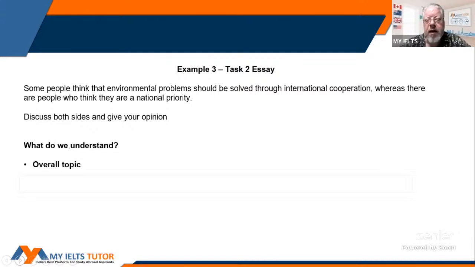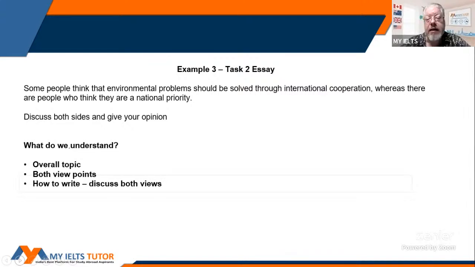Environmental problems, or basically, how should environmental problems be solved? Solving environmental problems. Now, another thing we have to understand and get to know is both views. What are the two viewpoints being expressed? Okay, so one side says international cooperation, the other says national responsibility.